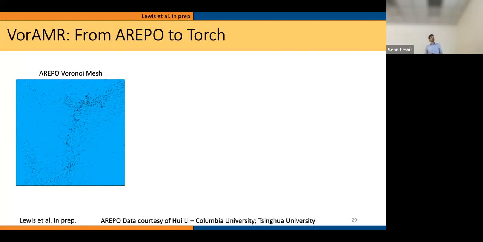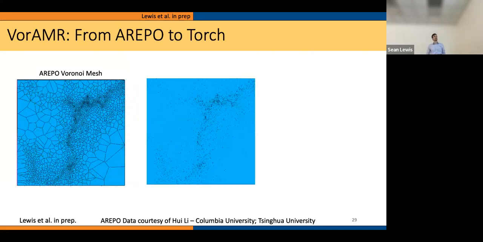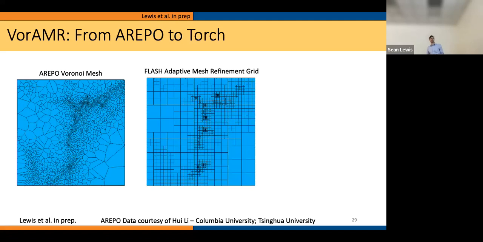Those mesh generating particles, we take those, pass those to Flash, and ask Flash to construct a computational domain, or an AMR grid that mimics the structure of those mesh generating particles. As you can see, in this simple visualization, there are regions of low refinement for the original Arepo mesh, like over here on the left. That's represented on the Flash grid. Same thing here, with this higher refinement spine of gas that goes to the center.